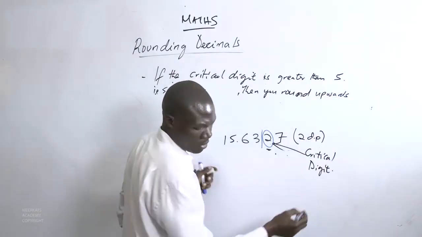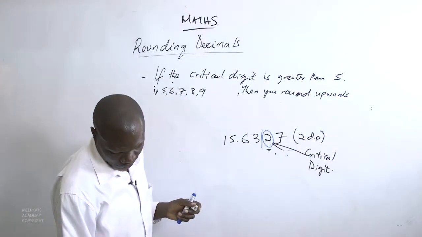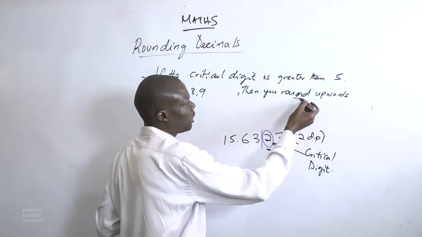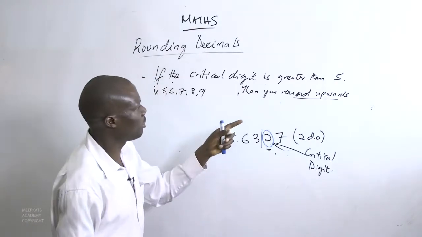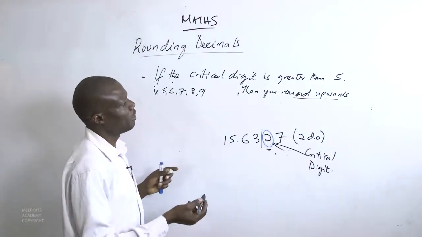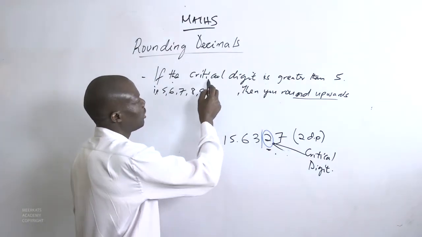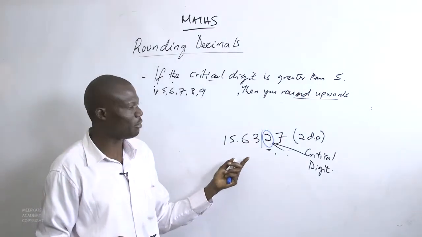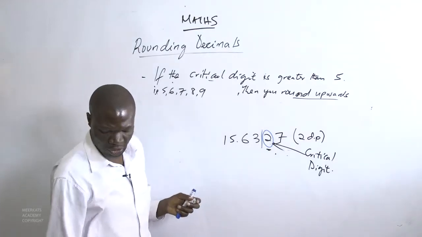You will round upwards, or you round up. So the situation that determines whether you round up or down is if the critical digit is greater than 5. For the situation that we have here, 2 is less than 5.